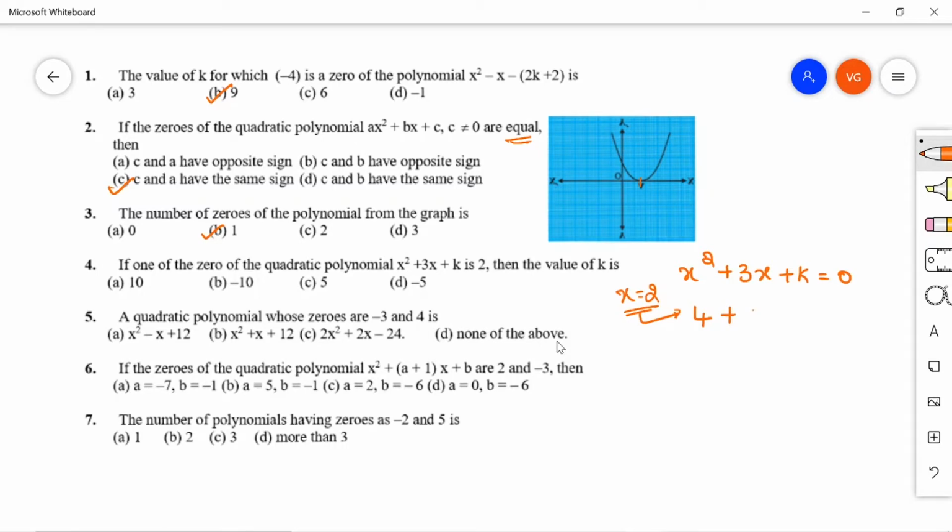4 plus 3 twos are 6, plus k is equal to 0. So 10 plus k is equal to 0. So k is equal to minus 10. So option B is correct here.